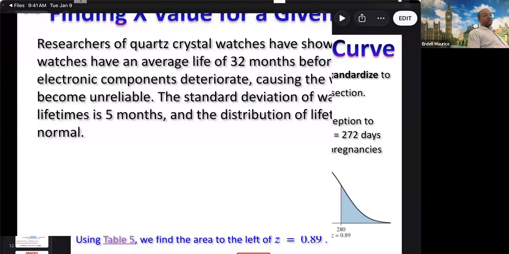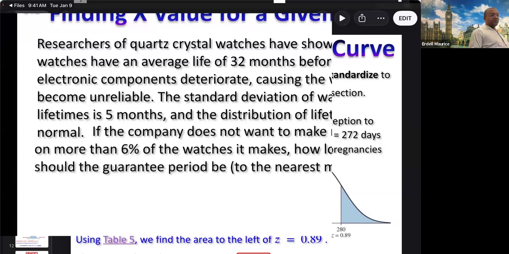Example: researchers for quartz crystal watches have shown that the watches have an average life of 32 months before certain electronic components start to deteriorate, causing the watch to become unreliable. The standard deviation of watch lifetimes is 5 months, and the distribution of lifetimes is normal. So what's the mean? What's the standard deviation? Someone said 32 and 5 in their brain. That's why I didn't hear it. All right. So now watch carefully.